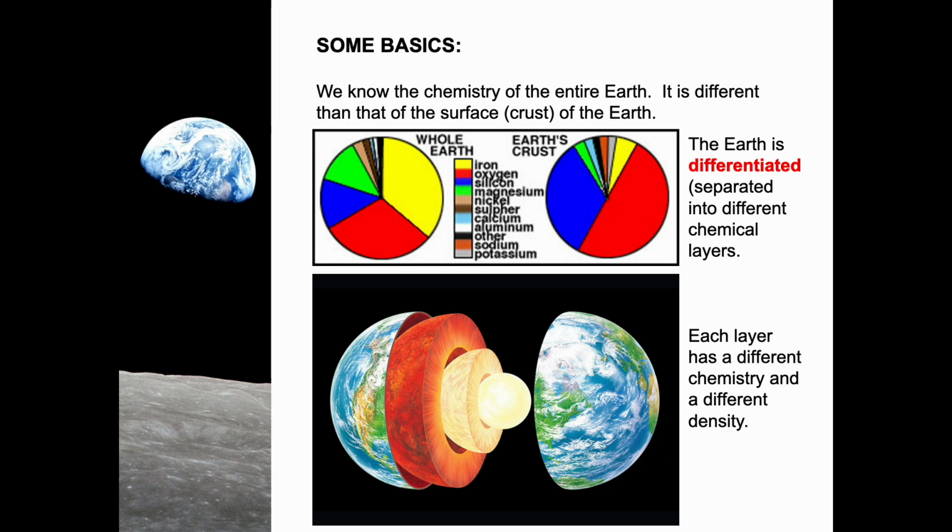Some basics first of all. We know the chemistry of the entire Earth, and by we I mean geologists. The geological scientific community knows the chemistry of the entire Earth. The entire Earth has a slightly different chemistry from the crust, the surface of the Earth where we live and what we can see for the most part. And this is called differentiation. The Earth is differentiated into different chemically distinct layers. Each different layer has a unique chemistry and a different density, different material properties. And it's the material properties and the chemistry together which defines these different layers of the Earth.